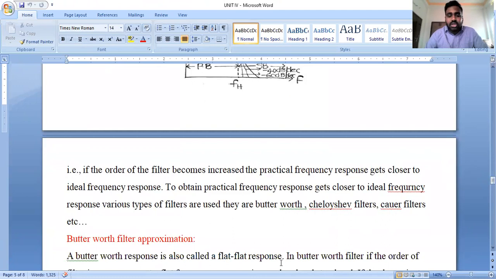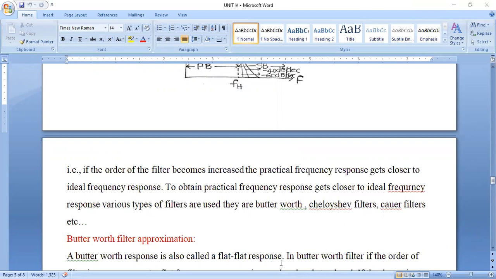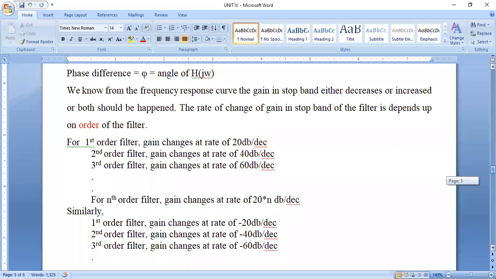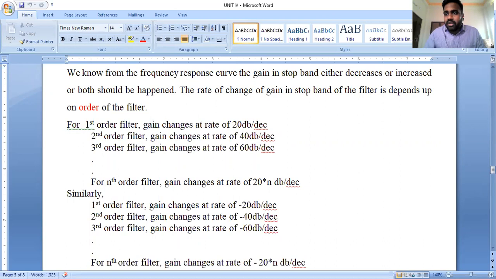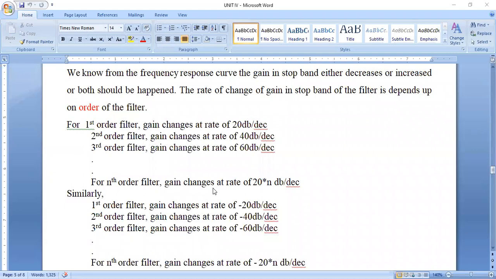That means how can we design this nth order and this ideal low pass filter? The order of the filter is increased so that the practical frequency response gets close to the ideal frequency response. So we have to do this type of analysis of nth order response. If we are familiar with the nth order response, we can clearly distinguish what type of filter it is, either a low pass filter or a high pass filter, whatever it may be, depending upon the order specification. That means depending upon the gain behavior and frequency behavior, we can classify the type of filter depending upon its specific application. So this is up to the discussion today.